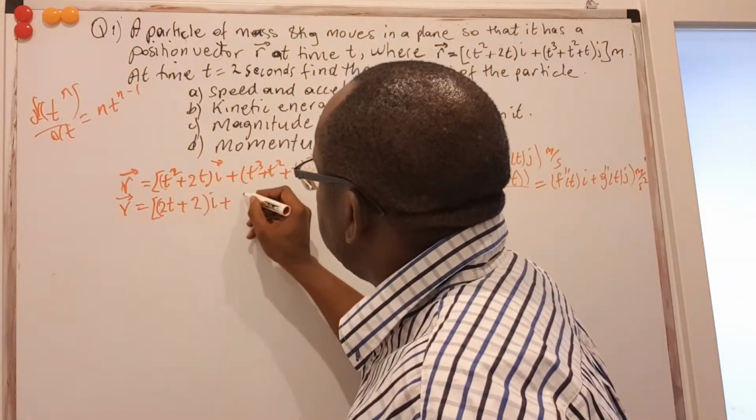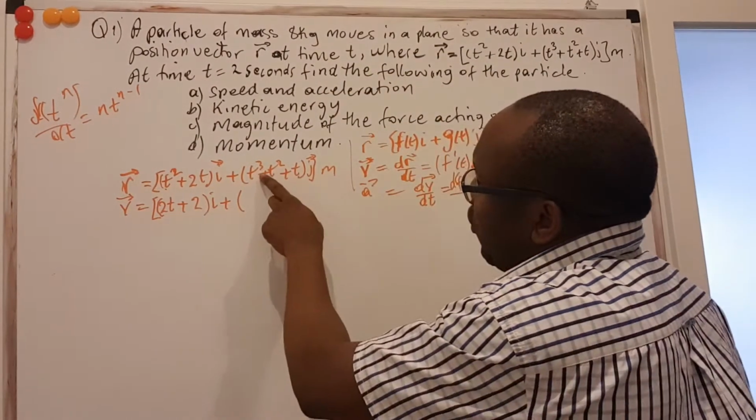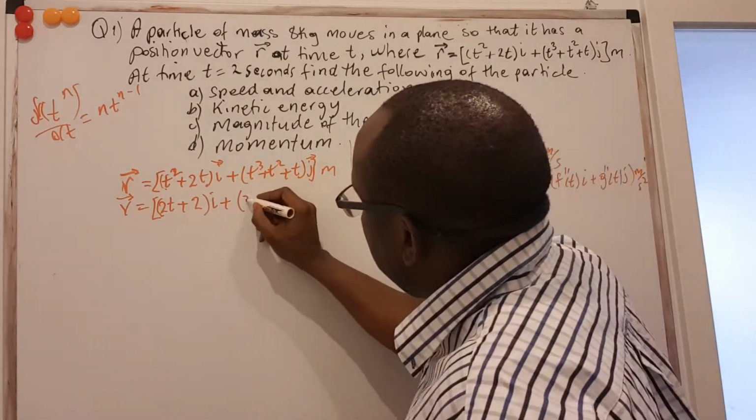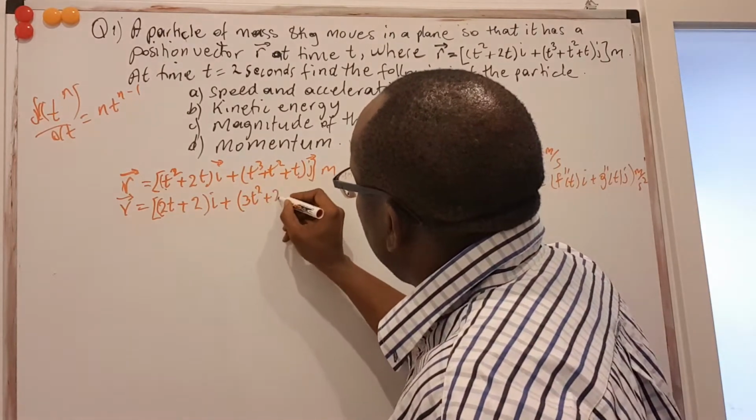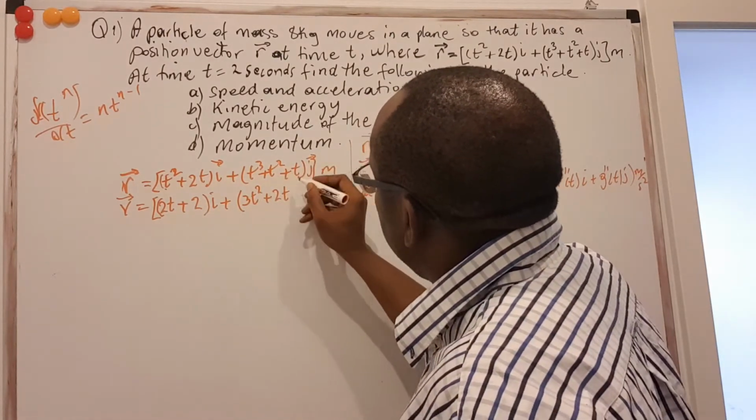i plus, here, we differentiate this. This is 3 times t, reduce the power by 1, that's 2. And this is 2t, you do that, reduce the power, and this is 1.